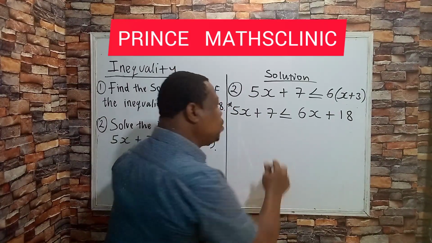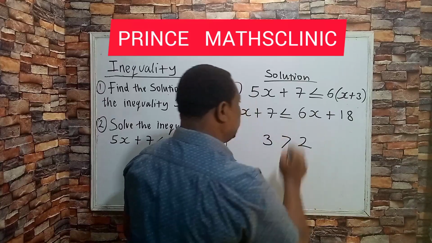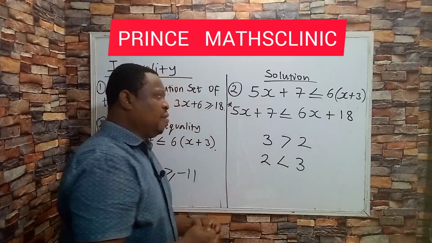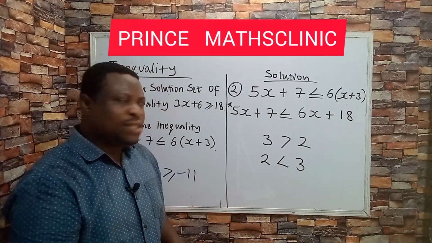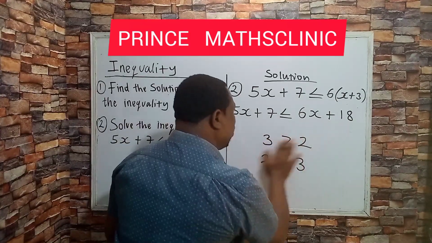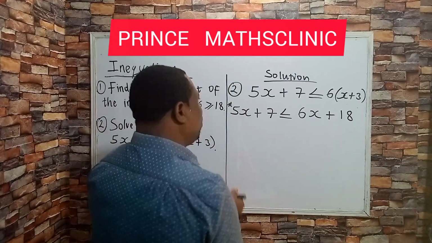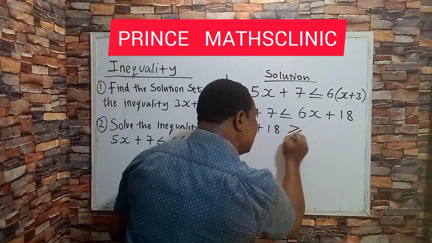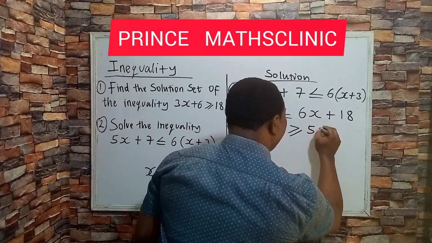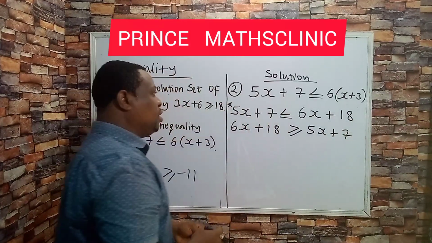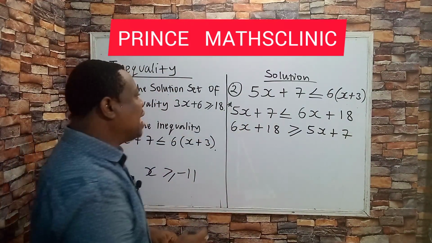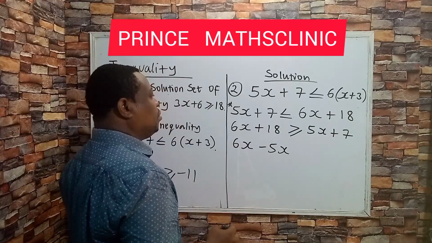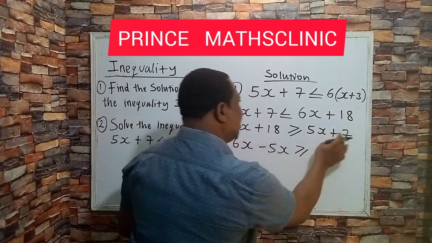Remember, in the last example I told you that if 3 is greater than 2, and you want to bring 2 forward, it will be less than 3. That is only when you'll be speaking the truth. Good. So now we want to bring this here, so our sign must change. So if I bring 6x plus 18, this sign will change to greater than or equal to. Then I will say 5x plus 7. Now they are the same thing, so if I bring this here, this becomes 6x minus 5x, then you have your greater than or equal to, then I have 7.